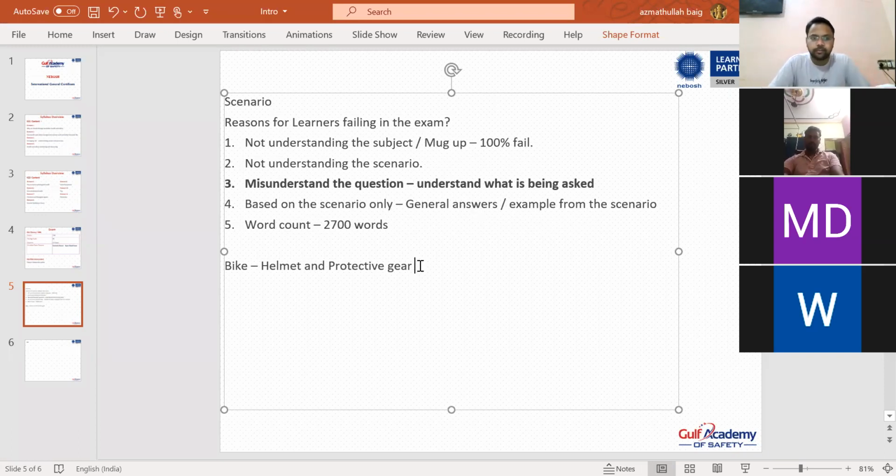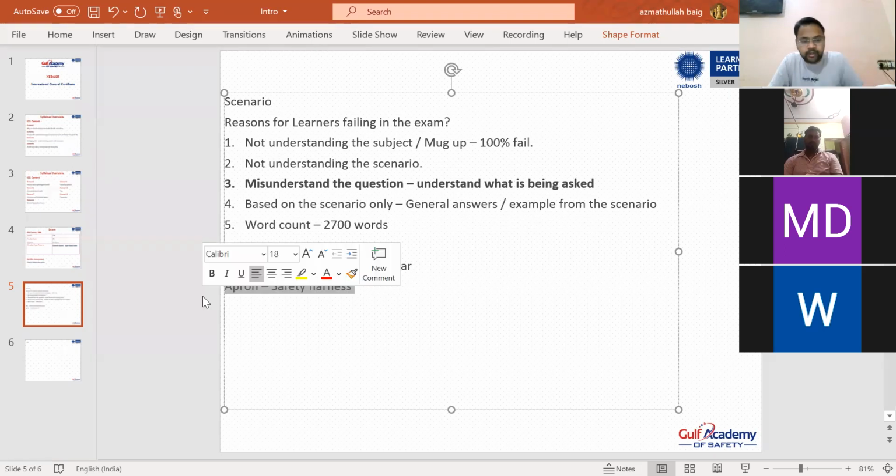Yes, sir. Now let us suppose you are wearing an apron, or you are wearing a safety harness. Do you think that will prevent you from any accident or injury? Will it prevent you from any accident? The apron, the coat that a worker wears. Is it the appropriate PPE when you are driving a bike? No, sir. When you are wearing the wrong PPE, definitely it will lead to accident and injury, right?